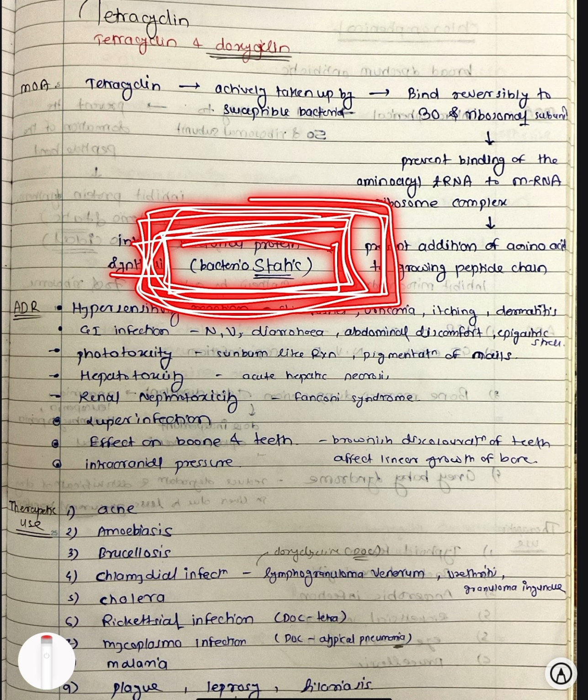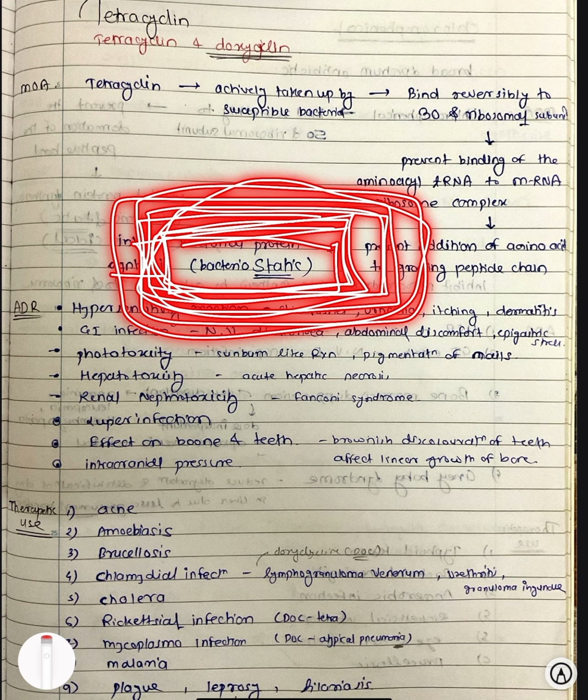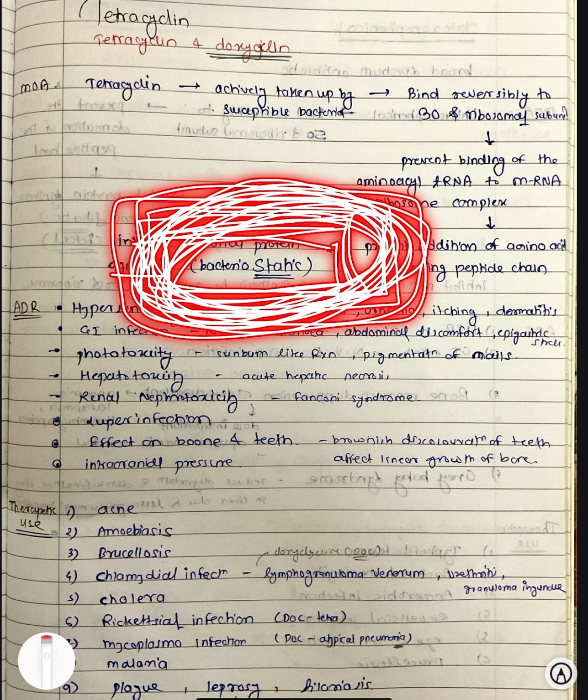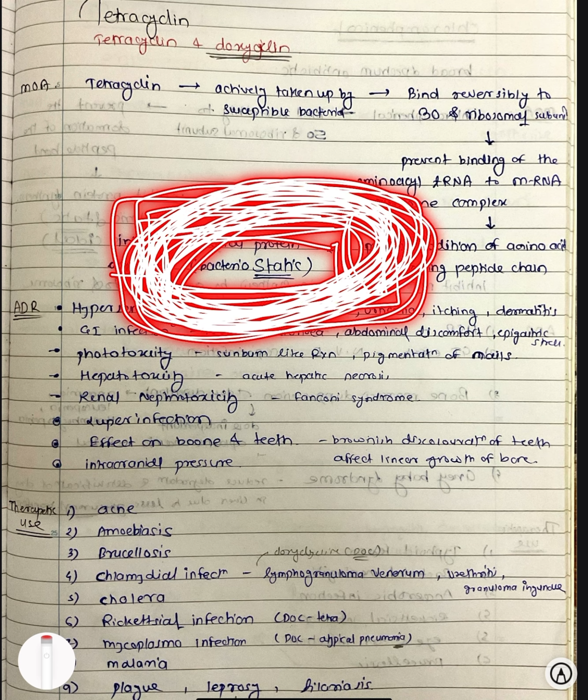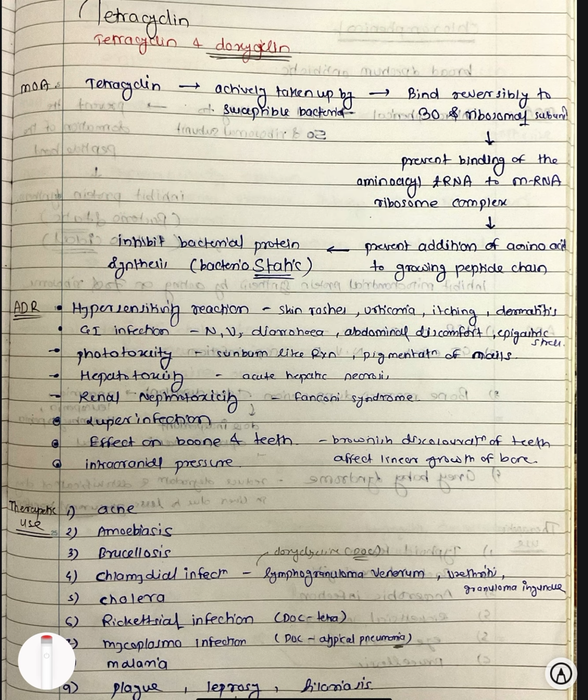You have to remember that tetracycline is bacteriostatic. Every 1 or 2 years, MCQs are asked about tetracycline, whether it is bacteriostatic, cidal, or what kind of drug; it is a bacteriostatic drug. Then the adverse drug reactions of the tetracycline are hypersensitivity reactions like skin rashes, urticaria, itching, dermatitis; GI tract effects: nausea, vomiting, diarrhea, abdominal discomfort, epigastric distress; phototoxicity, where a sunburn-like reaction can be seen, and pigmentation of the nails can be seen in the phototoxicity.